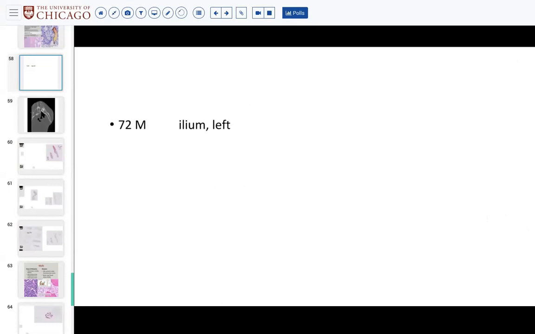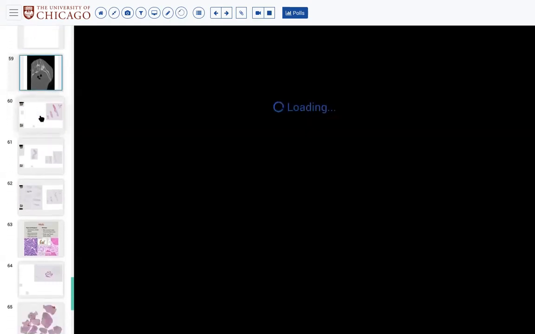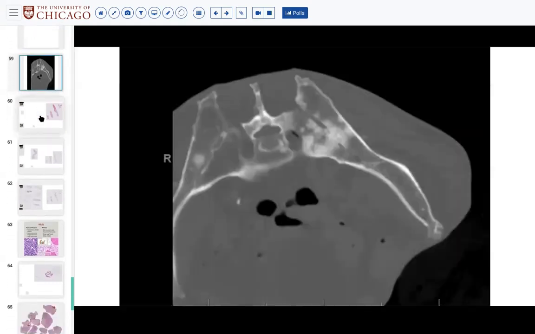Okay, 72 male, left ilium. All right, so I pulled up the CT for this one because it's kind of the only thing you really need to look at to be a good radiologic correlate to what we're about to see. What you see is this patchy sclerotic stuff arising in the bone, all over the ilium. Both the location and the sclerotic appearance are the key characteristics here. They're the correlate for what we're about to look at.